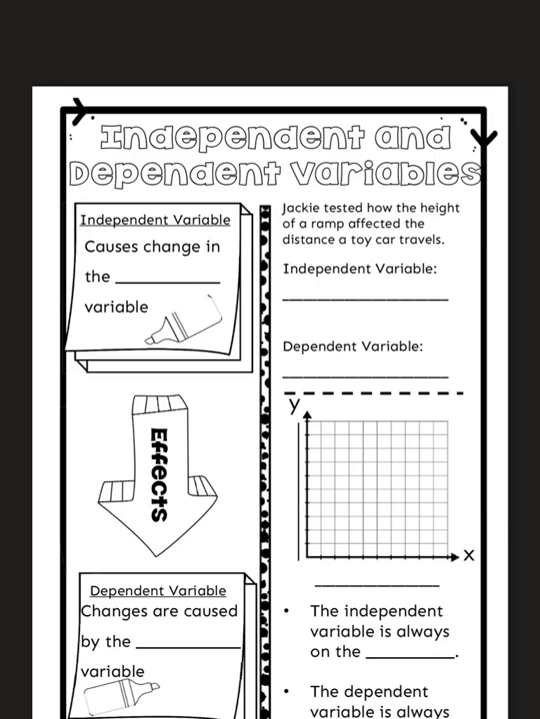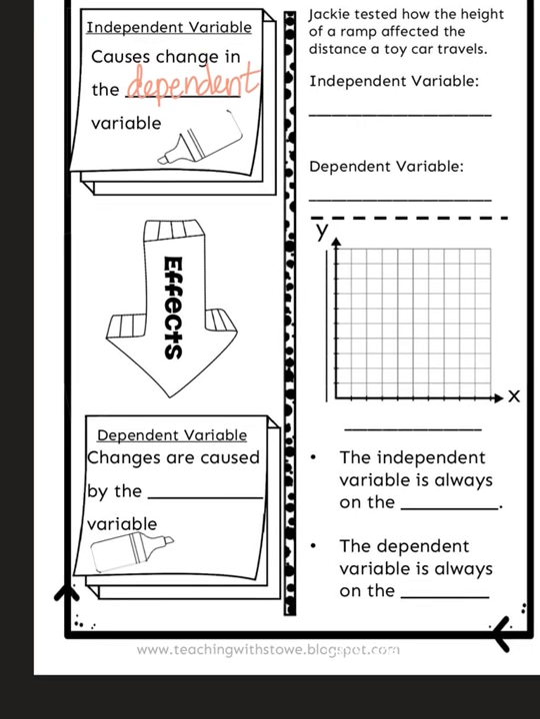We're going to talk about independent and dependent variables. So an independent variable is something that's independent. This causes change in the dependent variable. So this is going to affect the dependent variable. The dependent variable changes are caused by the independent variable. Okay, so the independent variable changes the dependent variable.